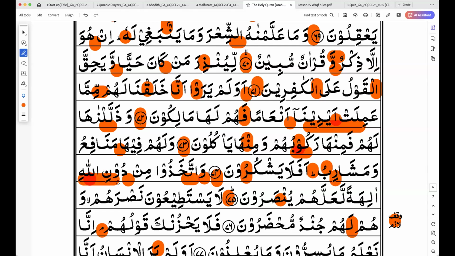It's a thick lam. Sorry, when it stands alone, it's a thick lam. When I'm joining it, it's going to be a thin one. Yes. Jazakallah. Okay, and what about here? What rule will you apply?